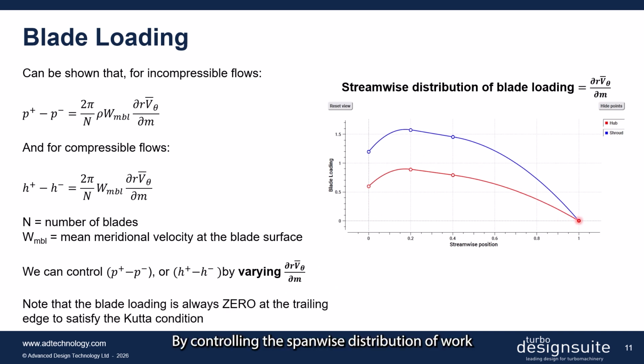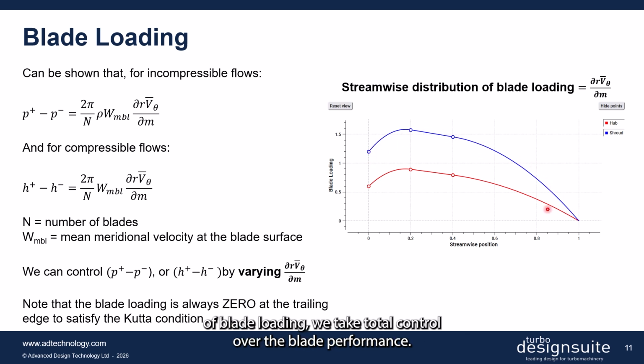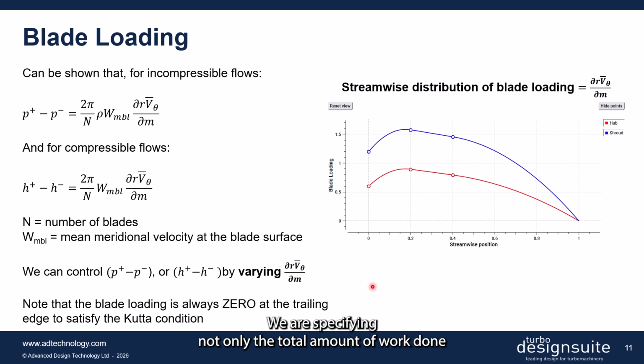By controlling the Spanwise distribution of work and the meridional distribution of blade loading, we take total control over the blade performance. We are specifying not only the total amount of work done or absorbed by the blade and how much work at each Spanwise section, that is pressure ratio, or head, or pressure rise, or expansion ratio depending on the machine in question, but also where that work is done in a meridional sense, either in the forepart, aft part, mid-passage, or any combination of those within the same blade passage.